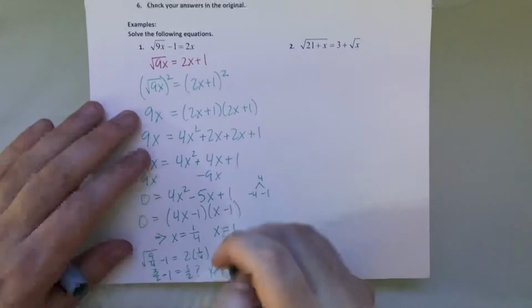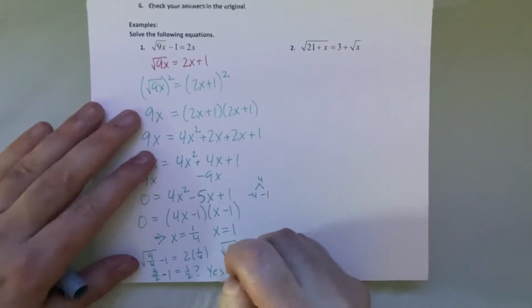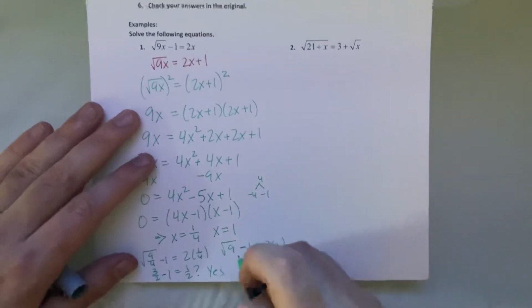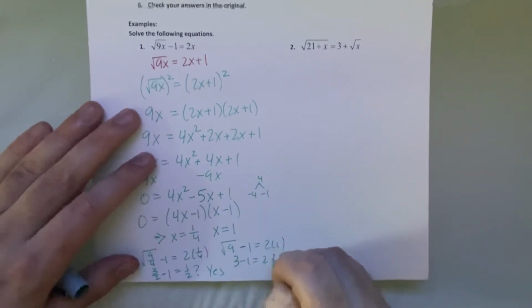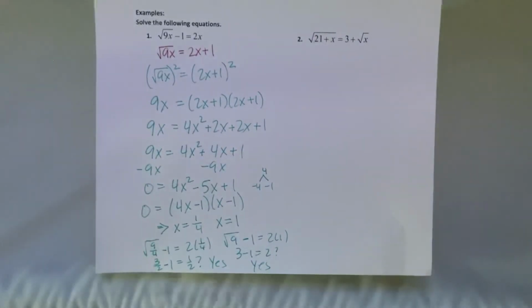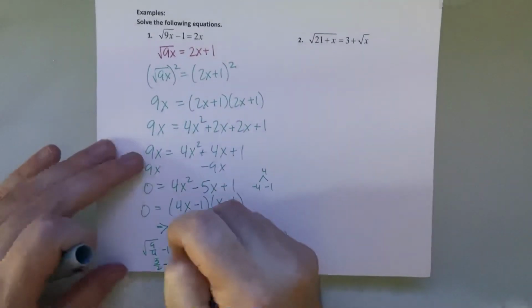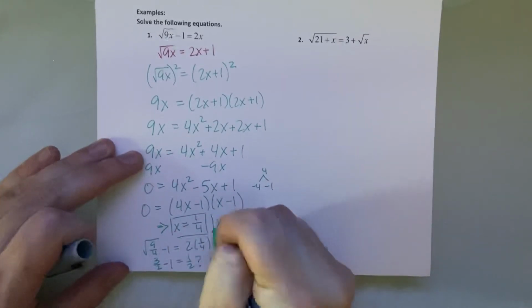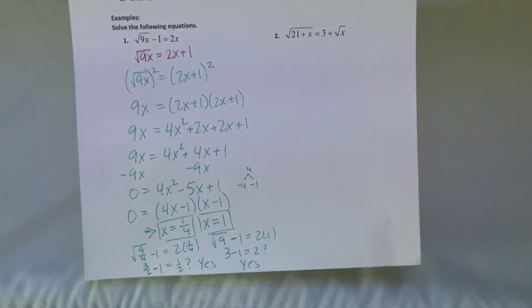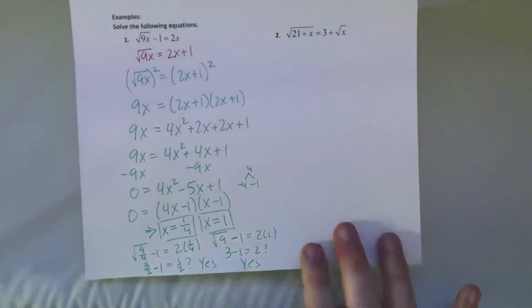Let's plug in 1. Is the square root of 9 minus 1 equal to 2 times 1? Well, is 3 minus 1 equal to 2? Yes. So again, this one did work out, which means they're both answers. It is possible for them to both work out. It just so happens because this is quadratic, that could be the case, but there are times where it doesn't.